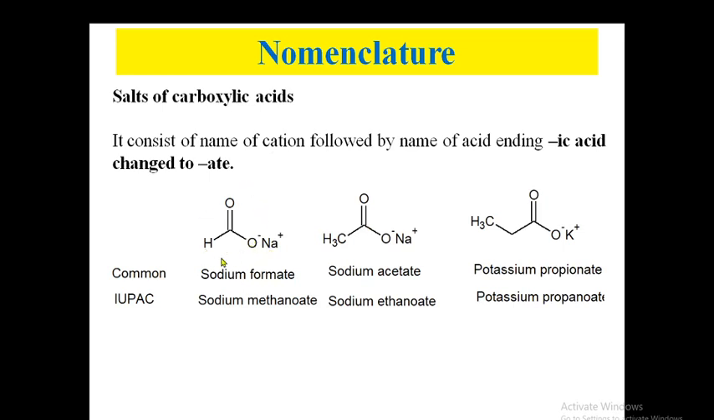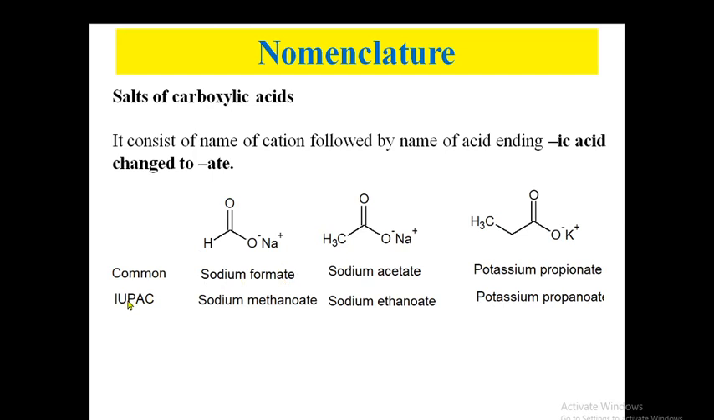Suppose you have the sodium salt of formic acid. How will it be named? First take the name of the cation, that's sodium, followed by the name of the acid with IC acid replaced by ATE. So the name becomes sodium formate.